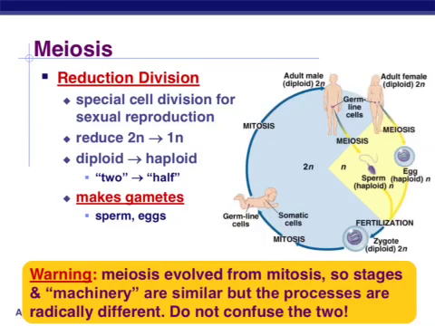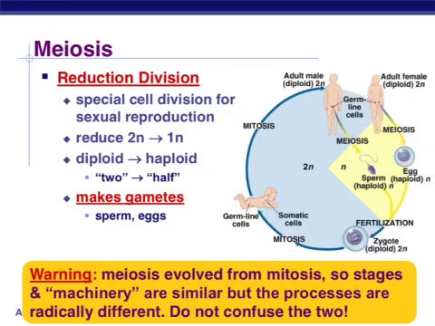Okay, so in meiosis, we are reducing. It's all about cutting that diploid number in half. So it's a special cell division, but it's only used for sexual reproduction. Mitosis is used for asexual reproduction, but meiosis is only used for sexual reproduction. The result is taking our diploid number, our 2n number, and reducing it to our haploid number, or our n number. So we're going from 2 to half. At the end, we're going to make sperm cells if you're a boy, and egg cells if you're a girl.